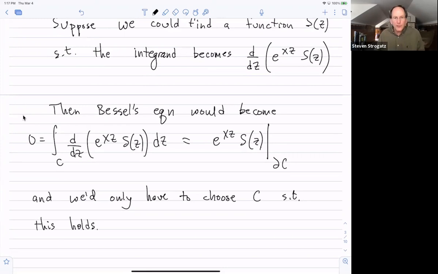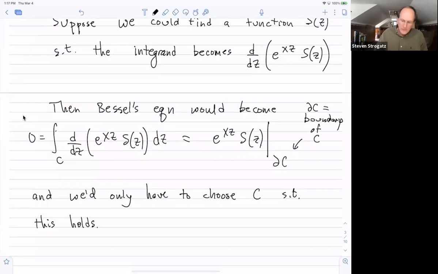remember, we also have S at our disposal. We can choose S and C. By the way, this is notation for the boundary of C if you're not used to it. So I'm thinking of C as having endpoints. So let's keep that in mind. I want to be able to make this work by a careful choice of either C or S or both. Okay, so now let's make everything work out.